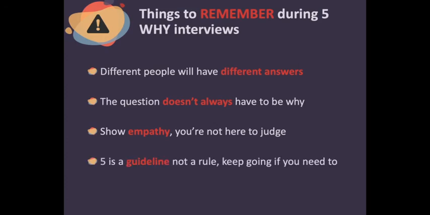The last thing is that 5 is a guideline, not a rule. 5 is a good number where you start to get to a real problem, but keep going if you need to. You may also end up with 3 and get the answer that you need. You may get to a tangible problem that you can solve. It's really not a rule, it's just a guideline. So make sure that you're getting robust feedback and information that can help you flesh out your idea and make it real.